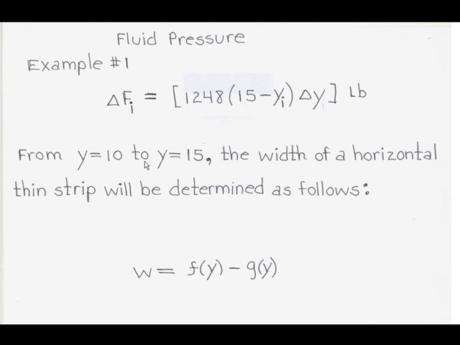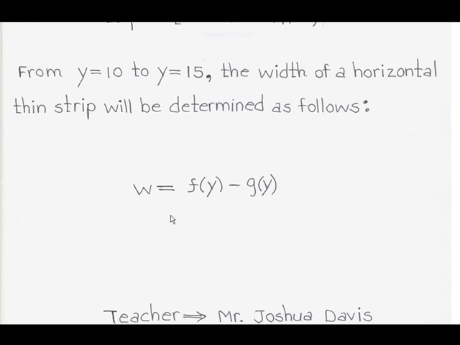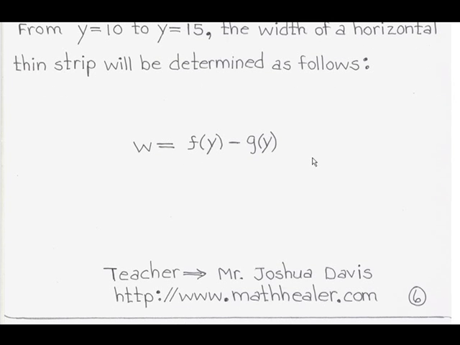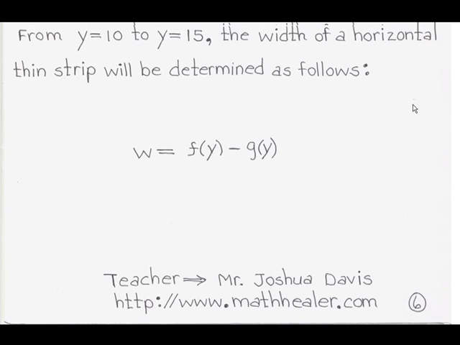From Y equals 10 to Y equals 15, the width of a horizontal strip will be determined as follows: W is equal to F of Y minus G of Y.